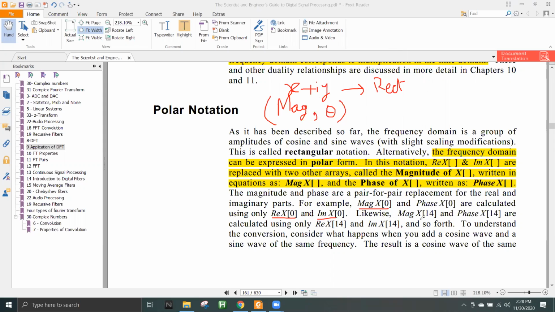Similarly, magnitude of 14th index will be found using rex14 and imx14. Also the phase will also be calculated using rex14 and imx14. Only the formula will be varied. Magnitude এর জন্য একটা ফর্মুলা আছে, phase এর জন্য একটা ডিফারেন্ট ফর্মুলা আছে, but always we'll be using the corresponding indexes rex and imx.